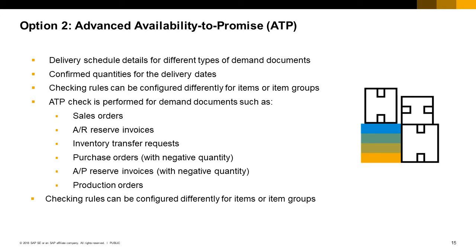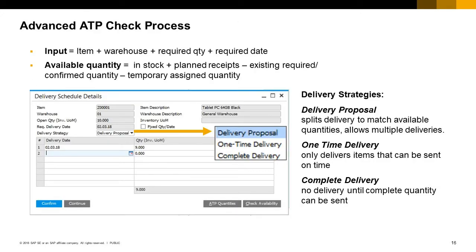The ATP check is performed for demand documents such as sales orders and AR reserve invoices with positive quantities, inventory transfer requests, purchase orders, and AP reserve invoices with negative quantities, and production orders. Checking rules can be configured differently for items or item groups. When you create a document with demand, such as a sales order, the Advanced ATP check verifies there is enough quantity to deliver on the required date.